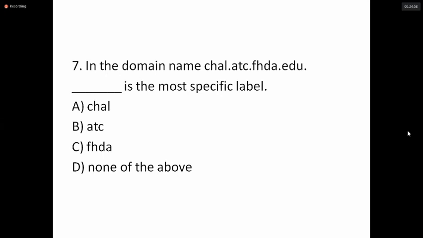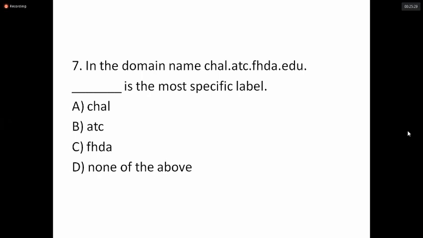In the domain name chal.atc.fhda.edu, dash is the most specific label. Chal. Why do we call it specific? Yes, the answer is correct. Because it is unique for every individual.